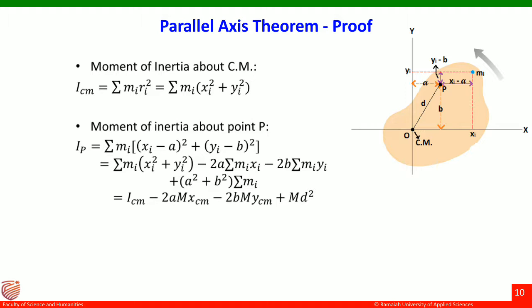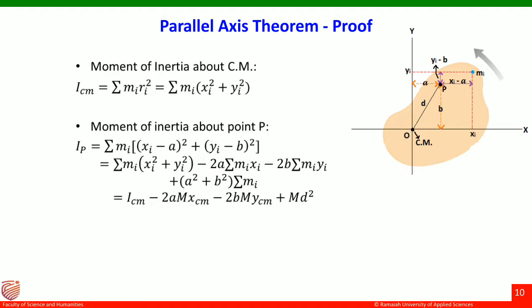That is equivalent to the summation of mi into xi square plus yi square, minus 2a into the summation of mi xi, minus 2b into the summation of mi yi, plus a square plus b square multiplied by the summation of mi. Now the first term in the second line, that is the summation of mi times xi square plus yi square, is equivalent to ICM, that is the moment of inertia about the center of mass.